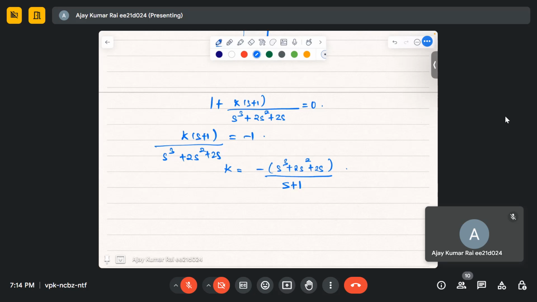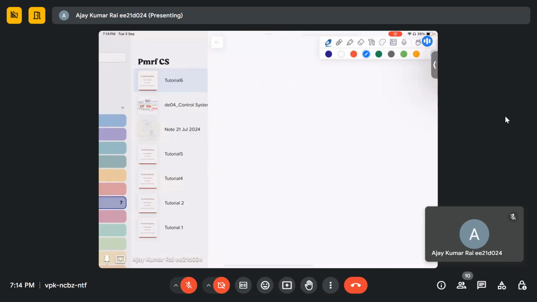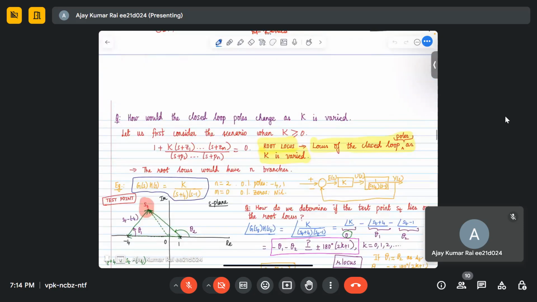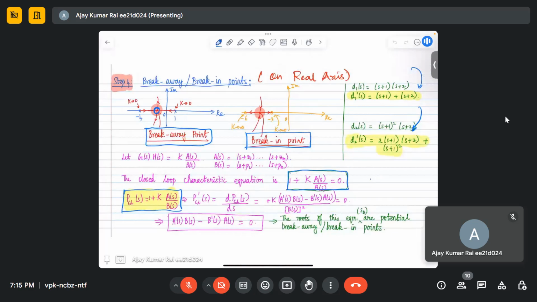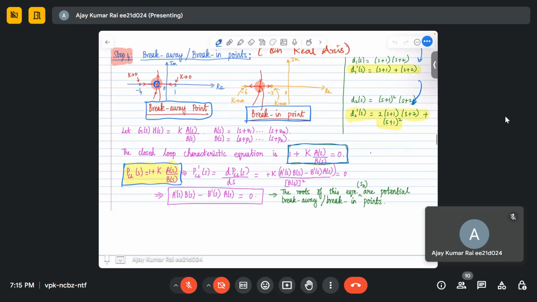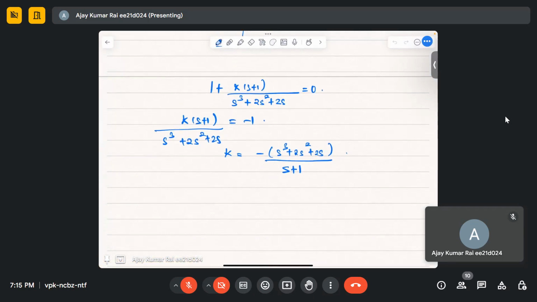So what we used to do now, do you remember this step? I'll not do it, I had already done it, so I'll just show you. So this step, okay, to find the break-in and breakaway points. Okay, so you used to consider this, and we used to calculate this. But no need to remember this, you can directly differentiate.